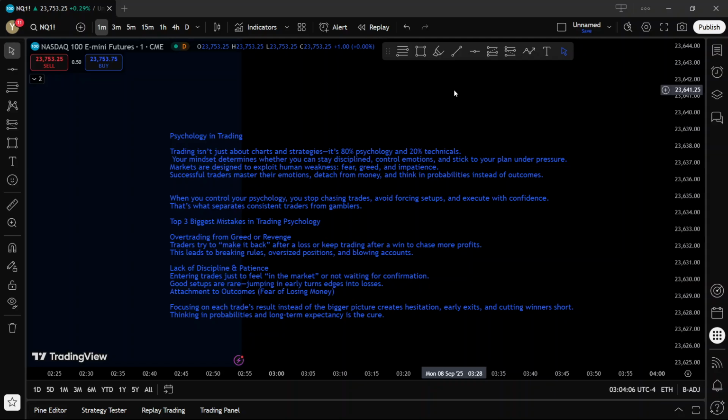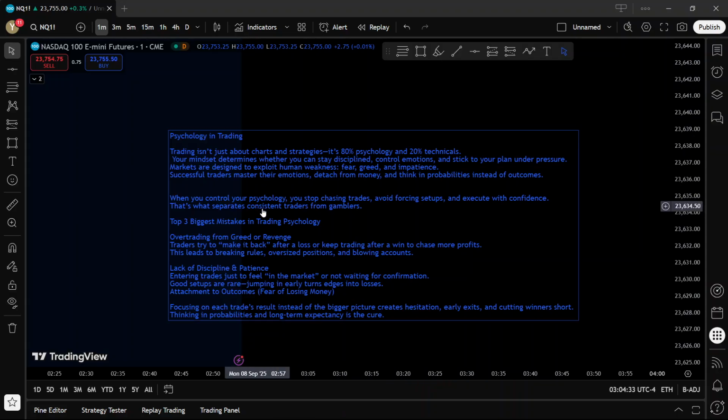And for me, that was one very hard thing to finally grasp, because I cared so much about the money. I had such a huge attachment to the money that it never allowed me to make money, because that's all I cared about. I didn't care about my setups or anything like that. And when you control your psychology and you stop chasing the trades, you stop forcing setups, and you execute every trade with confidence, that's what makes you a consistent trader instead of a gambler.